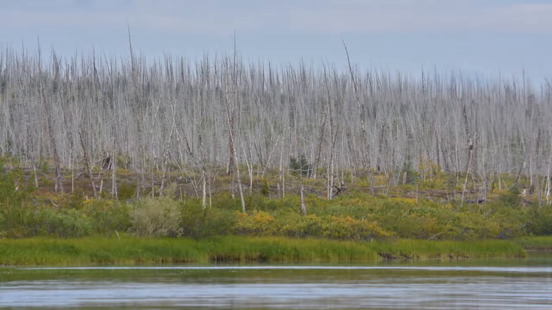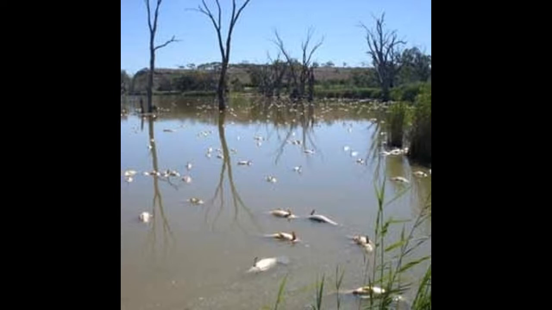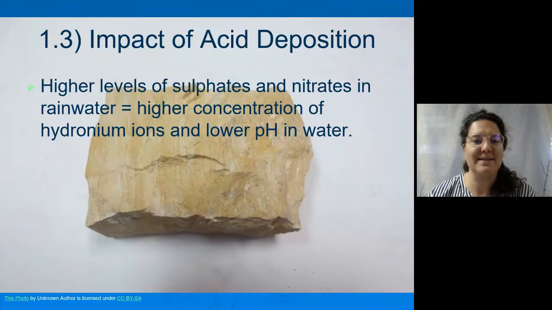Did you know that acid rain can change the pH of the soil and water in an ecosystem? It leaves behind many detrimental environmental consequences. This lesson is on the impacts of acid deposition.